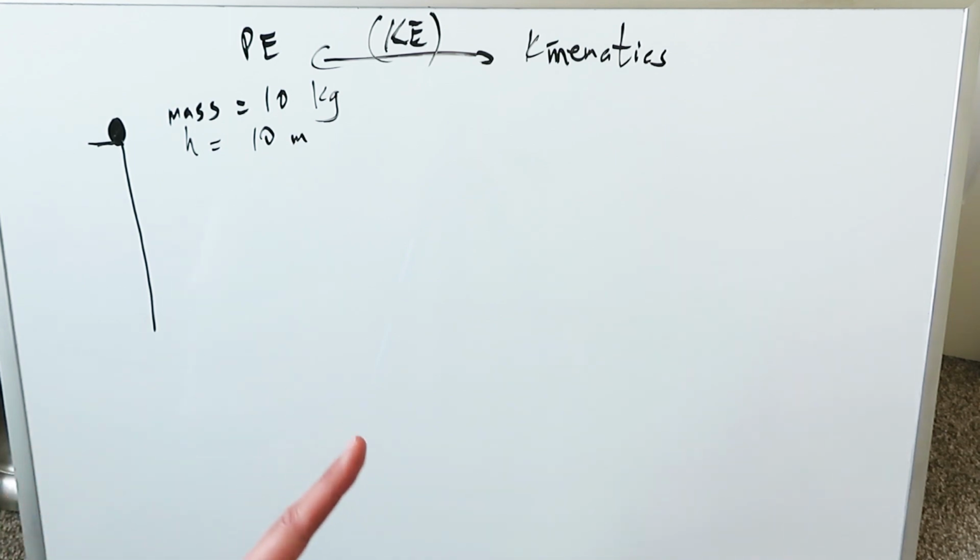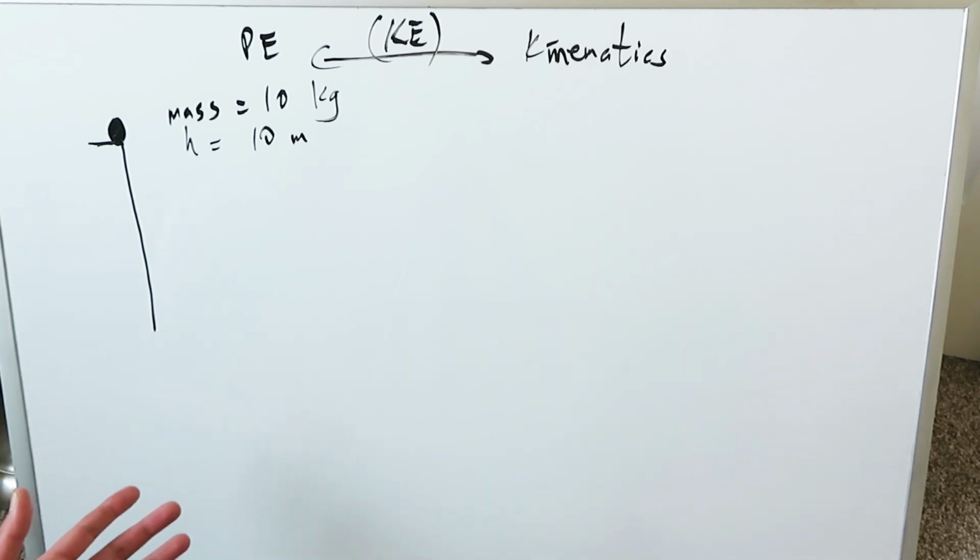Potential energy and kinematics, which is the study of motion, can be reconciled or related with each other by means of kinetic energy, which is the energy of motion. All too often students learn a bunch of different concepts in physics, but they sometimes have a hard time seeing how those concepts are interrelated. Everything is not discrete, everything is very much related, and I'm going to show you that here in this video.